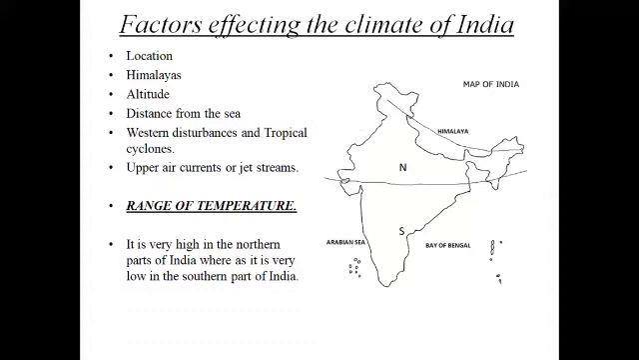Now the rate of decrease. What is the rate of decrease? It is 1 degree C for every 166 meter. If you climb 166 meter up, the temperature will decrease by 1 degree C.